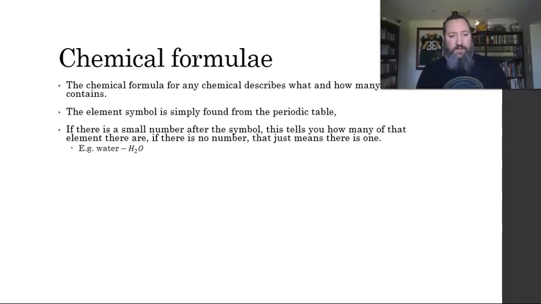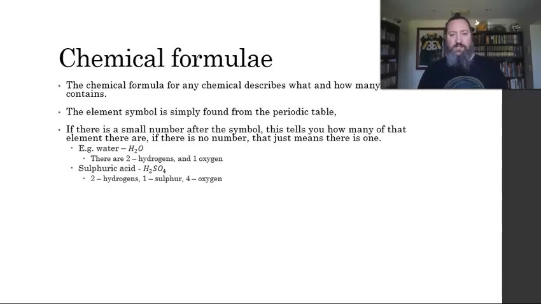So we look at water, one that we've seen again a few times, H2O, a formula I'm sure you're familiar with. What that tells us specifically is that there are two hydrogens and there is one oxygen. So we look at a more complex one, H2SO4. This is sulfuric acid. There are two hydrogens, one sulfur, and then four oxygens in this case.